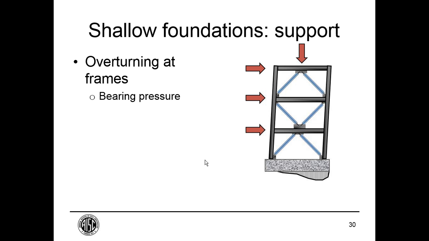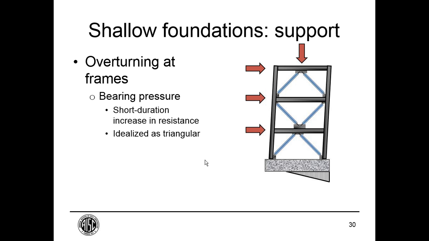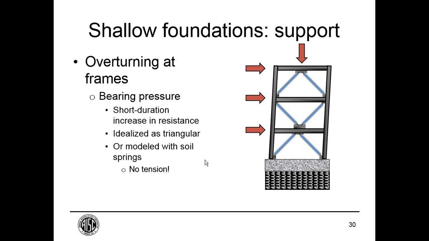And the bearing pressure that we're allowed to develop is going to be limited based on the capacity of the soil. We should be looking at short duration increases in resistance, and geotechnical engineers will typically put that in their investigations, and it might be something on the order of a 1/3, 1/2 increase depending on the soil conditions, but certainly you get a lot more strength for short duration loads as we have in seismic response. For purposes of our calculations, we often idealize that as triangular, but we don't have to. You could also model with soil springs. Very importantly, you want to make sure that you're not developing significant tension in the springs in such a model, because the soil typically doesn't have much in the way of tension strength.